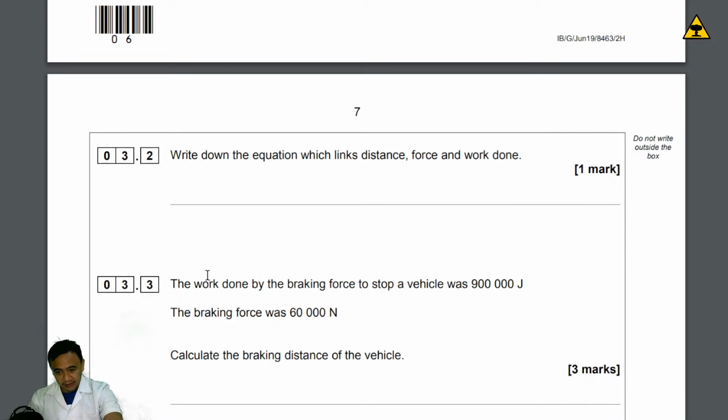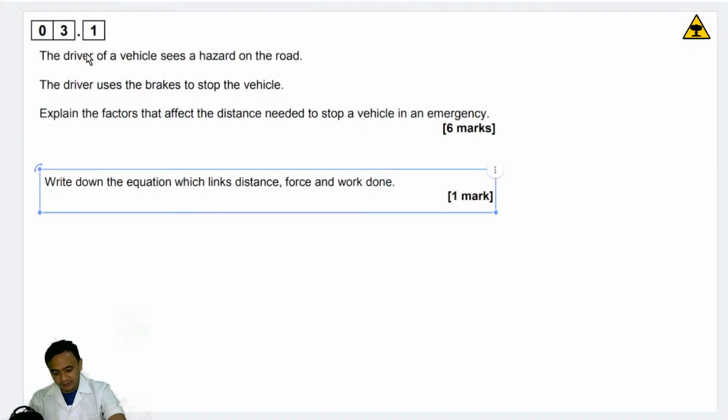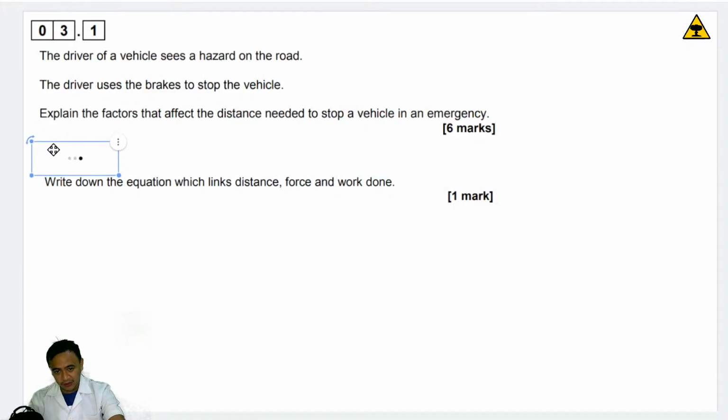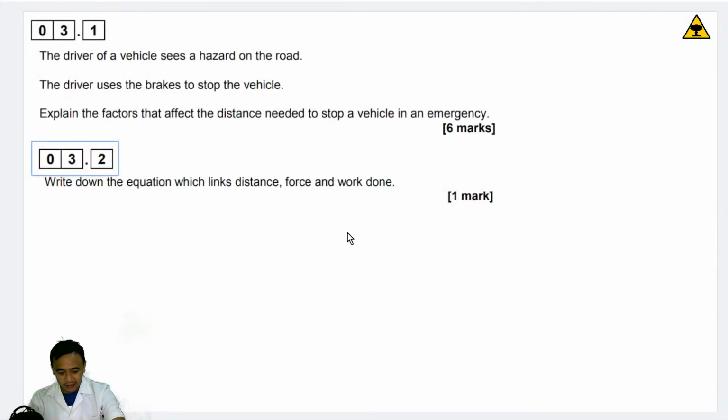The work done by the braking distance is given here as 900,000 joules, and the braking force is 60,000 newtons. So, calculate the braking distance of the vehicle. You can do this one of two ways. You can use work done or you can use SUVAT. Which one is a lot easier in this case?